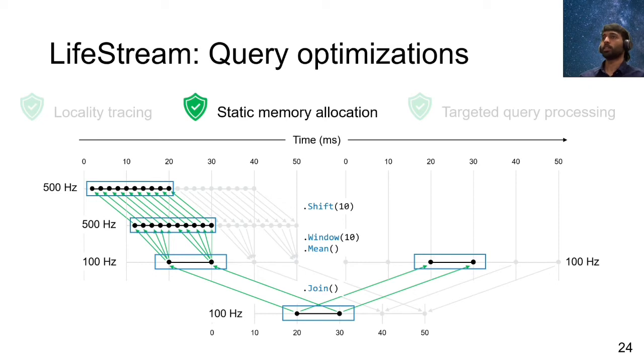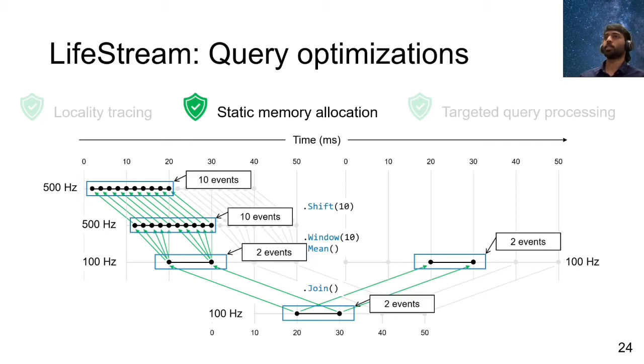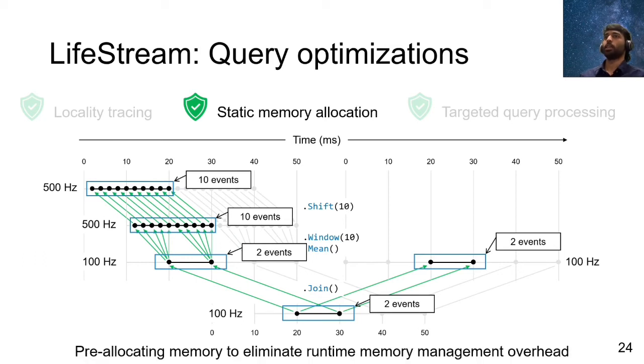Once these intervals are defined, LifeStream tries to estimate the memory required to store the intermediate events generated. Since we are only dealing with periodic streams with fixed frequencies, the maximum number of events that can be present in any of these intervals can be statically computed. LifeStream then pre-allocates the memory required to store these events during query compile time, and then keeps reusing it during runtime. This almost entirely eliminates the memory management overhead during query execution.